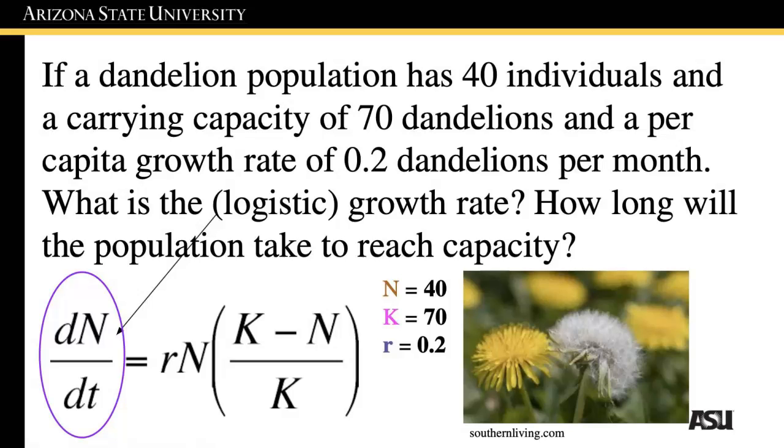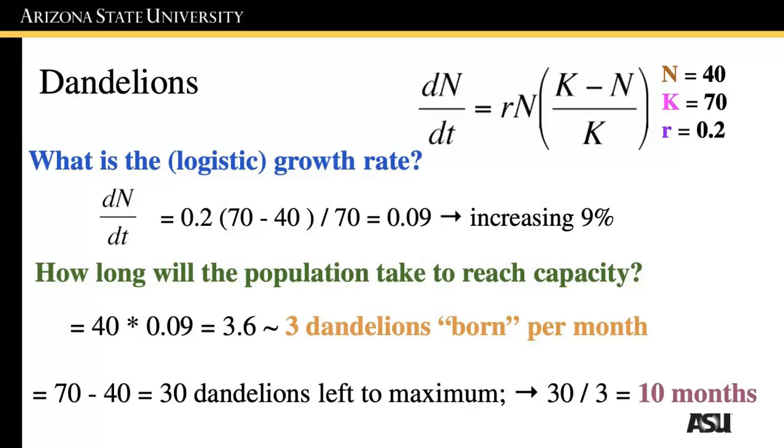If we have a dandelion population of 40 individuals and the environment holds a carrying capacity of 70 dandelions, if we have a per capita growth rate each month of 0.2, what is the logistic growth rate? So we look at N of the population being 40, the carrying capacity K equals 70, and the R, or the per capita growth rate, is 0.2. We plug in these numbers into our equation to solve for the change in number over time.